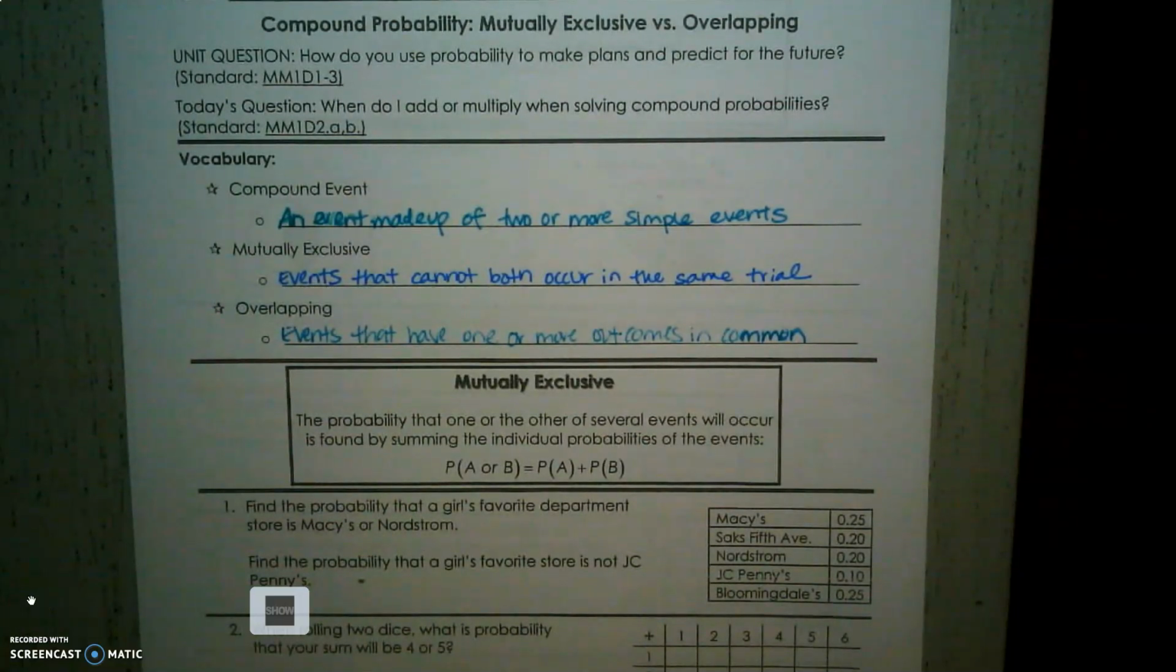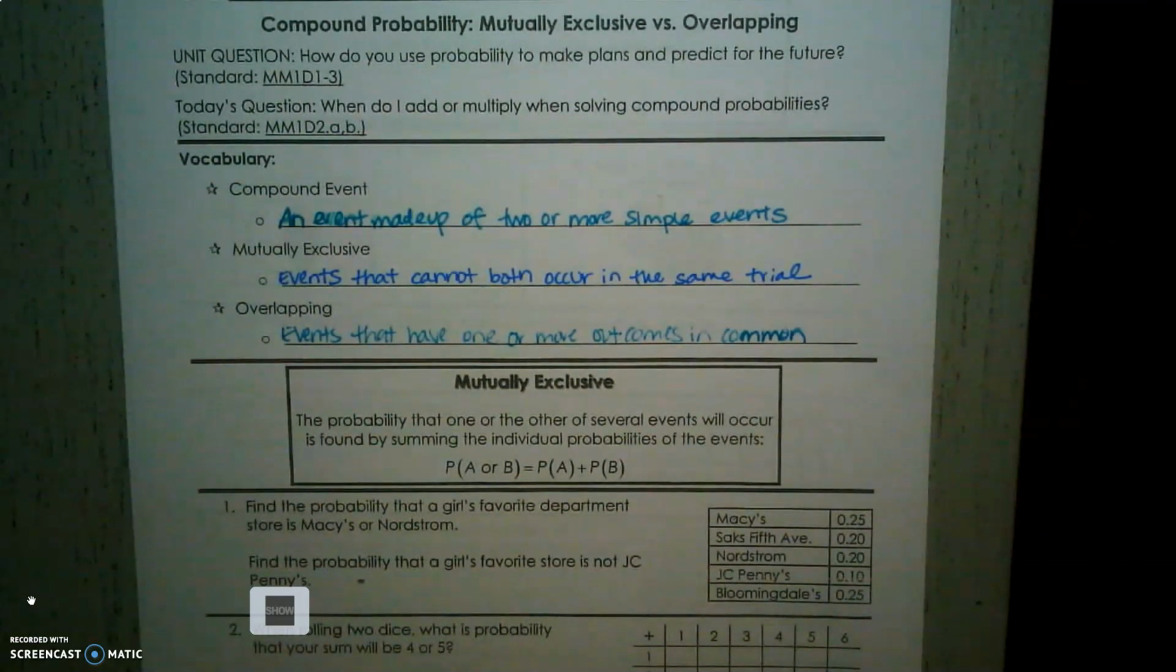Today we're going to talk about types of probability with mutually exclusive and overlapping events. At the top we've defined some vocabulary words for you. A compound event is an event made up of two or more simple events. Think of it like a compound sentence: you're taking two simple sentences and joining them together. Mutually exclusive events cannot both occur in the same trial. They're exclusive; they can't happen together. Overlapping events have one or more outcomes in common.